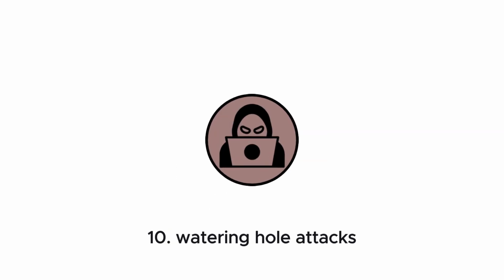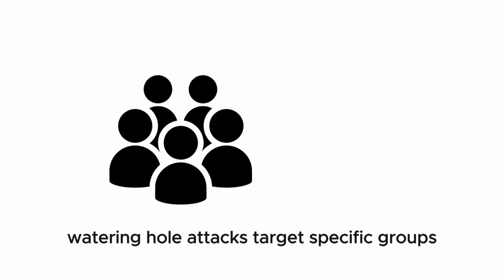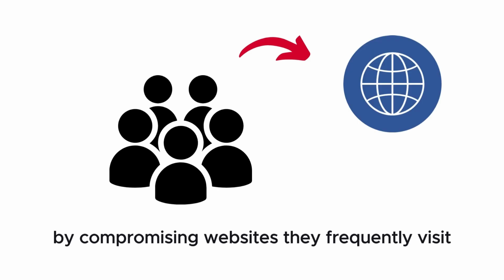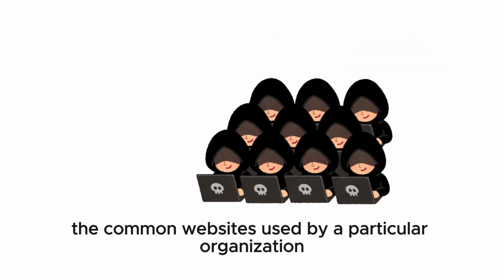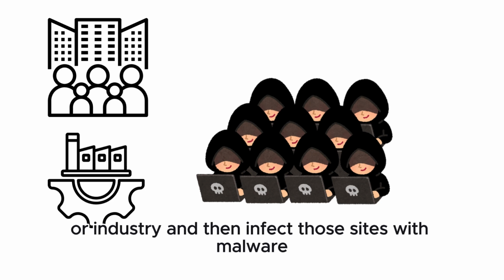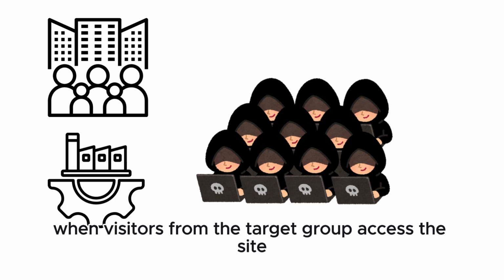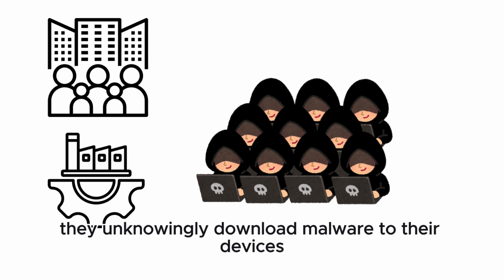10. Watering hole attacks. Watering hole attacks target specific groups by compromising websites they frequently visit. Hackers identify the common websites used by a particular organization or industry and then infect those sites with malware. When visitors from the target group access the site, they unknowingly download malware to their devices.